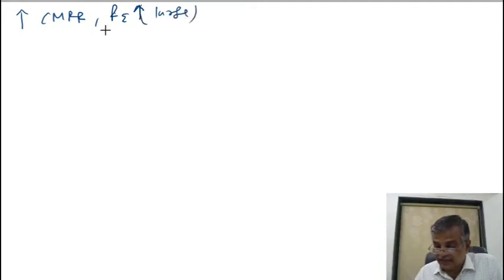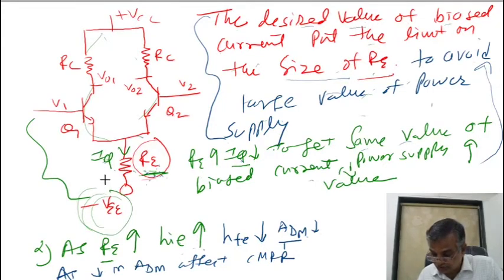It's very clear. To increase the CMRR, RE should be large. Let us interpret this. RE should be large means a constant current source should flow through this circuit. RE should be large means, another way we have to interpret, a constant current source or constant current should flow through this circuit.